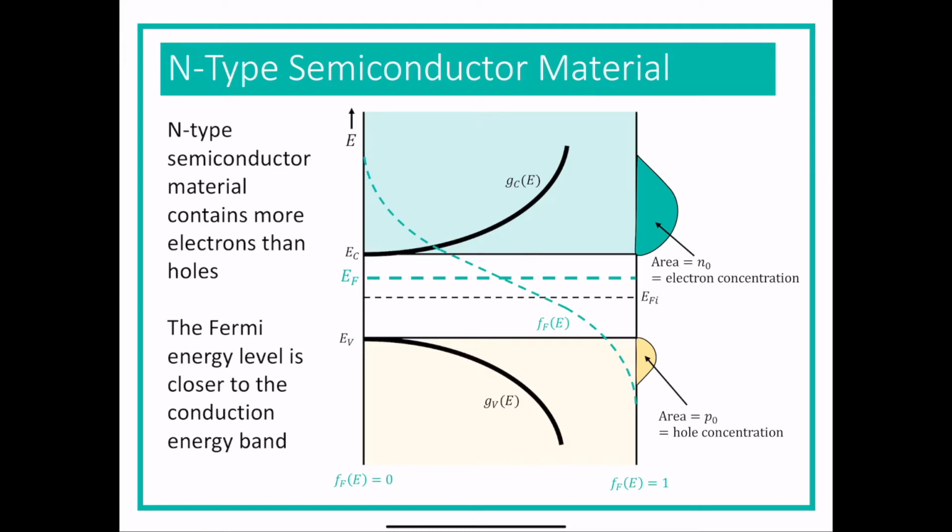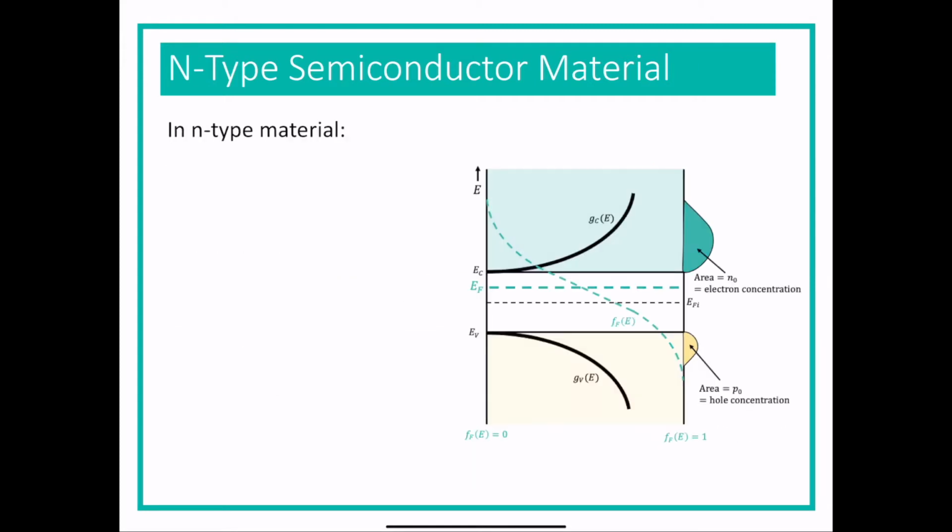Anyway, in N-type material, we can calculate the number of electrons if we know the intrinsic value and the difference between the Fermi energy and the intrinsic Fermi energy. So this little space right here, if we know how far above the intrinsic the Fermi energy is, we can figure out exactly how many electrons there are. And there are going to be more electrons than holes, and the Fermi energy is going to be greater than the intrinsic Fermi energy. So all of those things you can get from that graph without me actually telling you that.